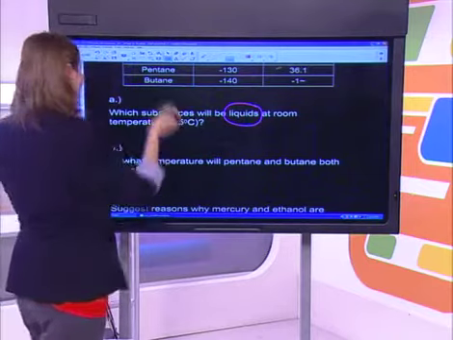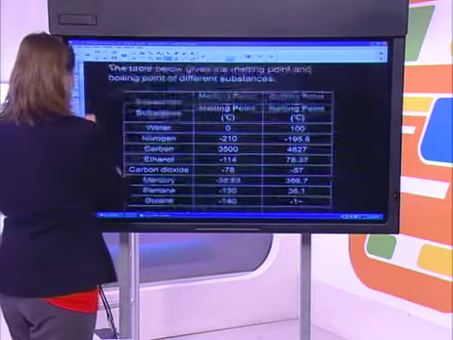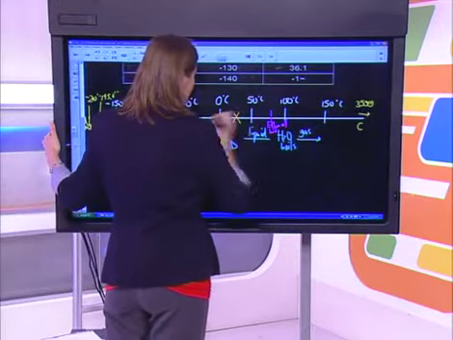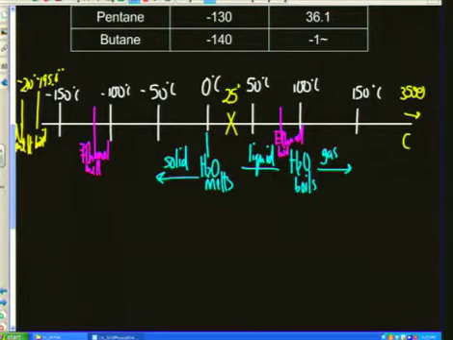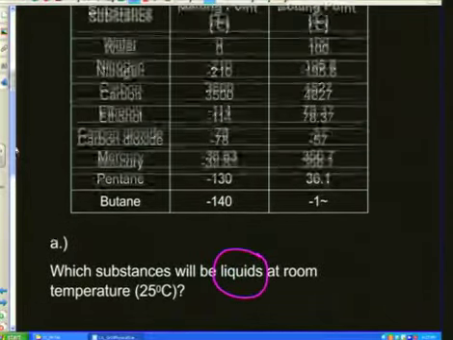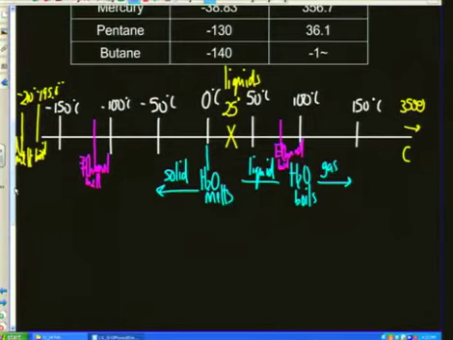So I can go back to my number line, very nice and easy, and I can say, okay, so I'm sitting approximately there at 25 degrees Celsius. Which will be liquids? Now, I go back, check the question. Have I got it? Yep, liquids at room temperature. And I need to consider this table. So immediately, can you see it's going to definitely be water, because water was a liquid between 0 and 100. So at 25 degrees Celsius, water is definitely going to be a liquid.